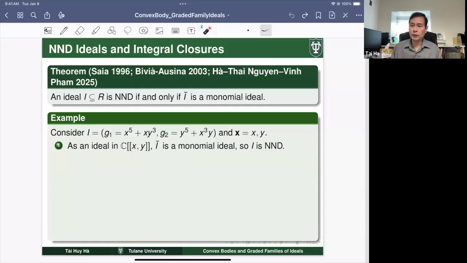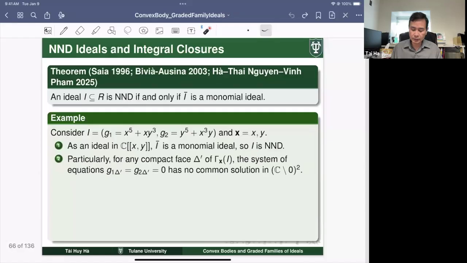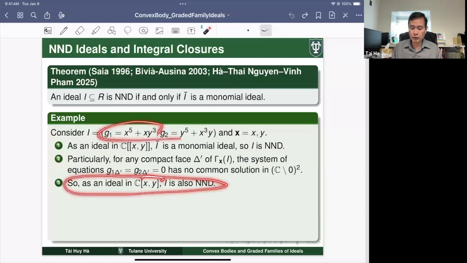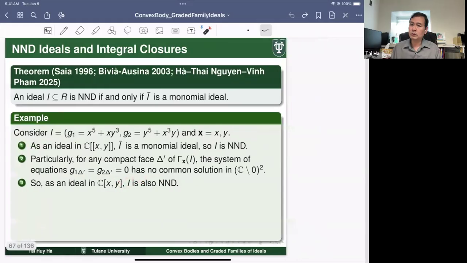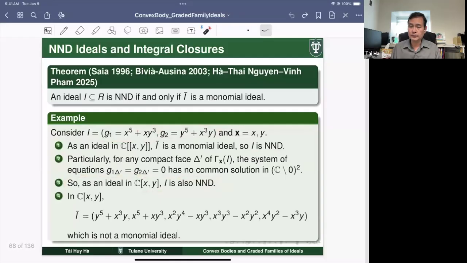And if you go back to the original definition and look at this ideal inside the polynomial ring, it's going to satisfy the same conditions. So inside the polynomial ring, this ideal I is also an NND ideal. However, inside the polynomial ring, if one tries to compute the integral closure of this ideal, we'll get an ideal that is not monomial. So that's why this result does not extend to the polynomial ring.